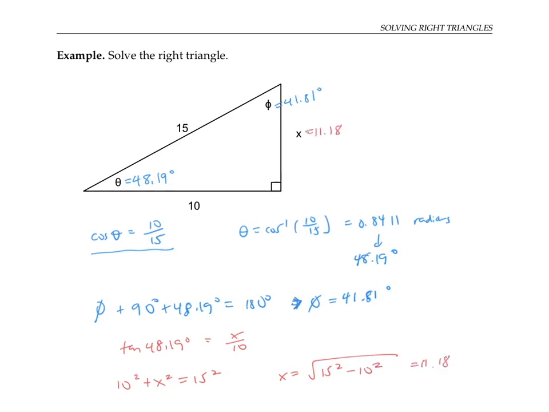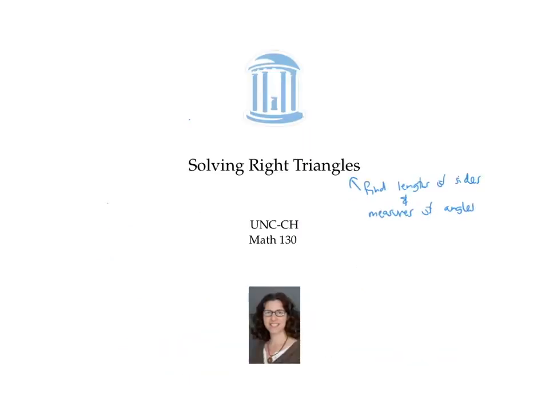Notice that we used many of the same ideas as in the previous problem. For example, the fact that the sum of the angles is 180, the Pythagorean theorem, and the trig functions like tan, sine, and cosine. We also used the inverse trig functions to get from an equation like this one to the angle. This video showed how it's possible to find the lengths of all the sides of a right triangle and measures of all the angles given partial information. For example, the measure of one angle and one side, or from two sides.